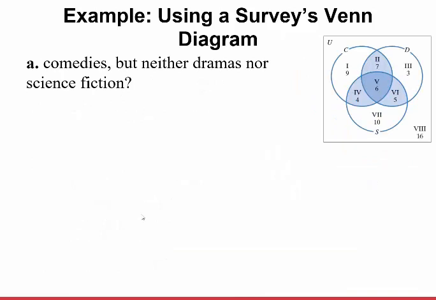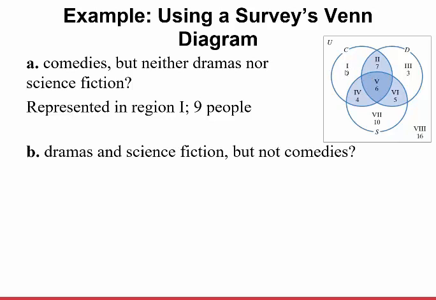All right, comedies, but neither drama nor science fiction. So here's comedy, okay? But here's drama and science fiction, so it can't be those. So that's just represented by region 1, which is 9 people.